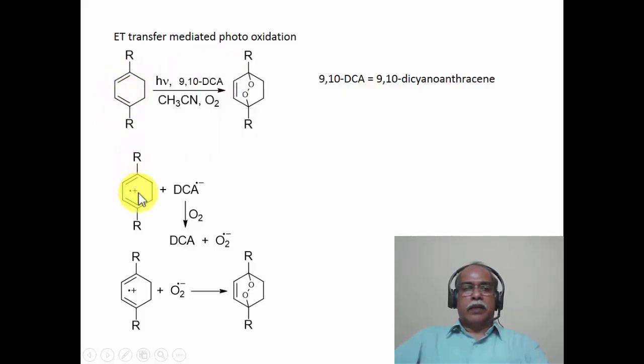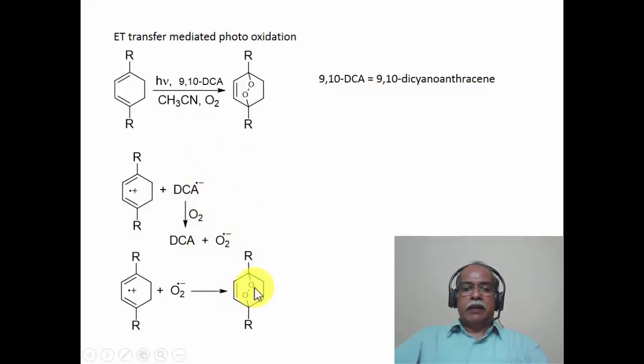Dicyanoanthracene anion radical has the right potential to reduce oxygen to the corresponding oxygen anion radical, regenerating the sensitizer. Now the oxygen anion radical and the cation radical of the diene undergo a Diels-Alder kind of a reaction to produce the endoperoxide, which is the final product in this particular case. This is a nice example of how oxygen can be involved in the electron transfer process, giving the endoperoxide as the final product.